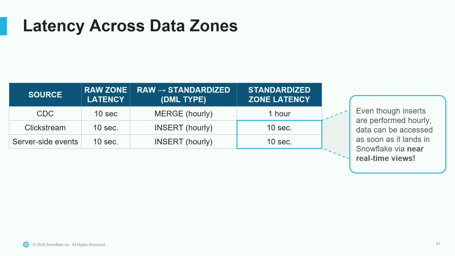This table summarizes the latency between our raw and standardized zones, as well as the DML types that are used to load the data from the raw zone into our standardized zone. As we saw, for our raw zone, the latency was reduced to 10 seconds across all of our data sources. The end-to-end latency for our CDC data in the standardized zone is 1 hour because of the cost and performance considerations that I mentioned.